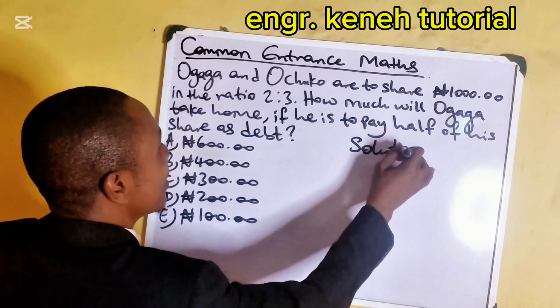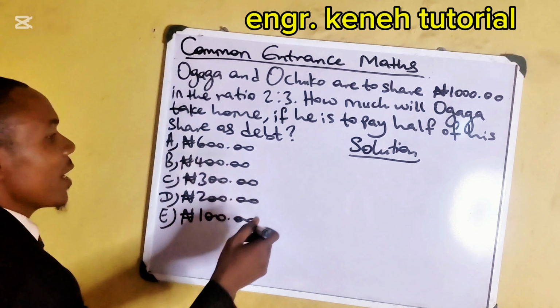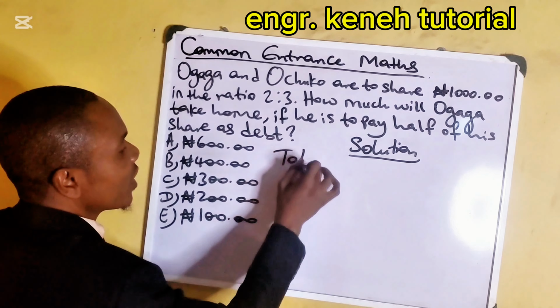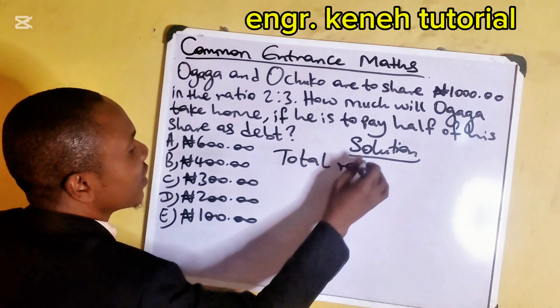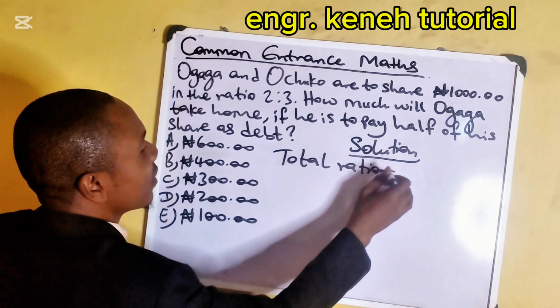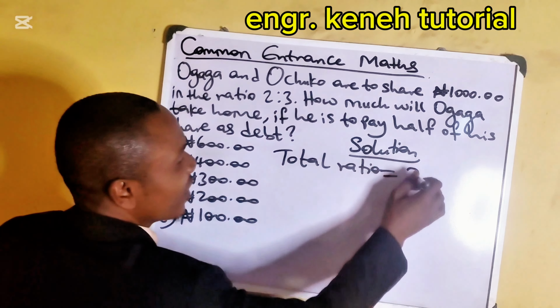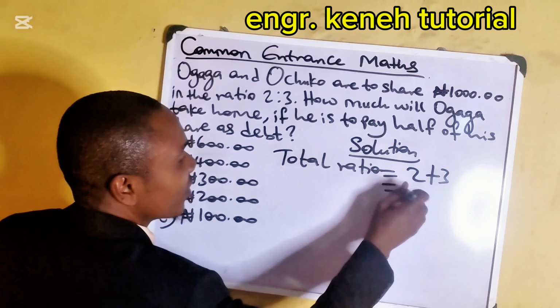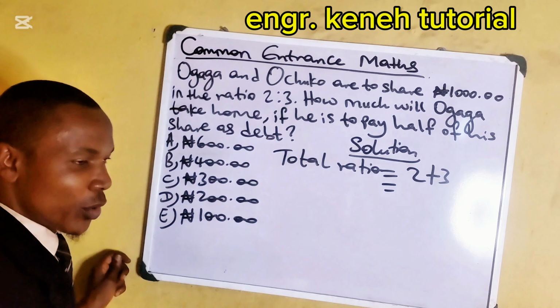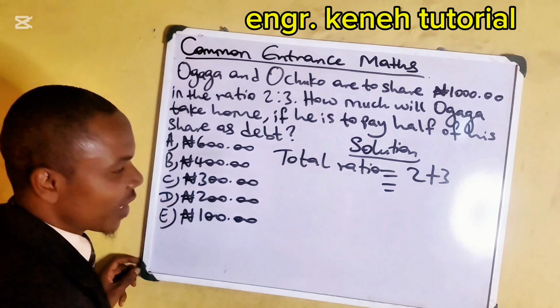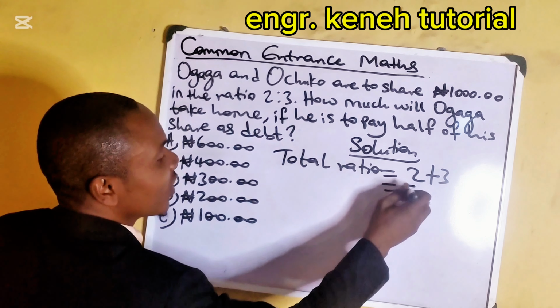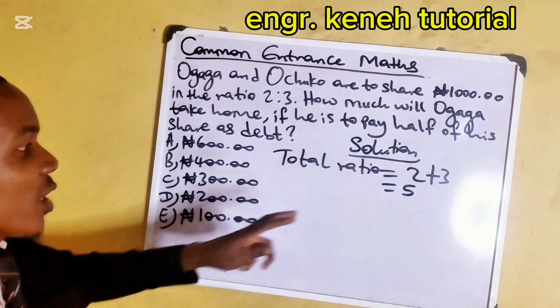When you have something like this, the first thing you do is that you find the total ratio. Total ratio is the sum of this given to you. Look at the ratio. 2 is to what? 3. So you add two of them together. That will give you the total ratio. If it's 1 is to 2, it should be 1 plus 2. If it's 3 is to 4, it should be 3 plus 4. And so on and so forth. So the total ratio is what?